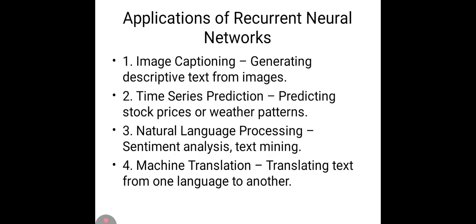So next is applications of RNN. The RNN are used in almost every domain involving sequential data. Some popular applications involve image captioning, that is generating text descriptions for images; time series prediction, that is forecasting stock prices or weather conditions; natural language processing, that is tasks like sentiment analysis or text classification; and machine translation, which is translation of text from one language to another. These applications require a model to understand context, order, and pattern. That is what we are applying RNN for here.